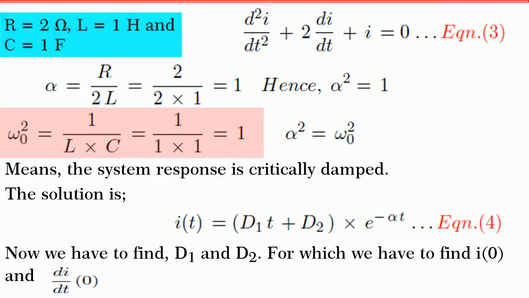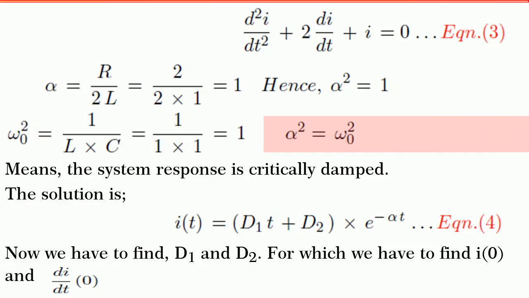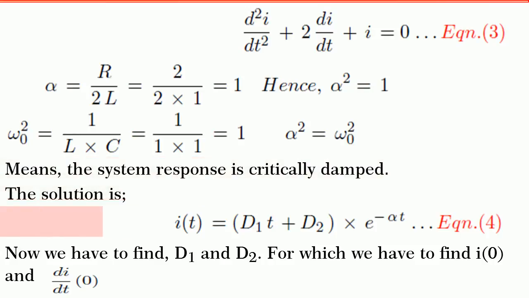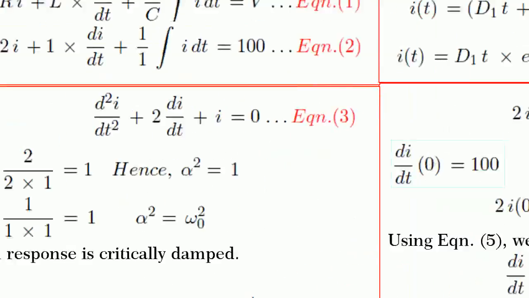Hence, we see that alpha square is equal to omega naught square, which means the system response is critically damped, whose solution is given by i(t) = d1 t e^(-alpha t) + d2 e^(-alpha t). Let it be equation 4. Now, we have to find d1 and d2 by finding i(0) and di/dt at 0.